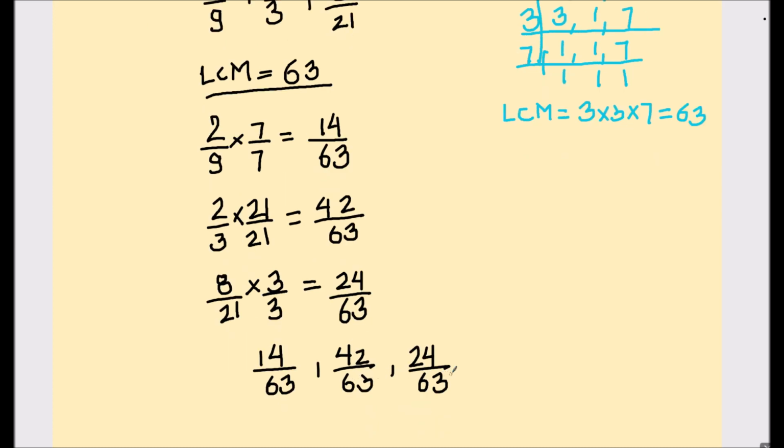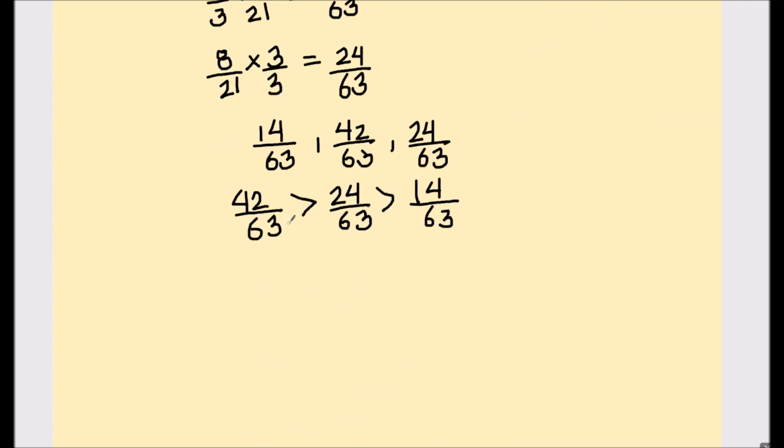We have to write these fractions in descending order. That means we have to write the largest fraction first. Here all the fractions are equivalent fractions with the same denominator, so the fraction with the biggest numerator will be the biggest. So we have 42 upon 63 as the first fraction. Then we have 24 by 63 and the last fraction will be 14 by 63.